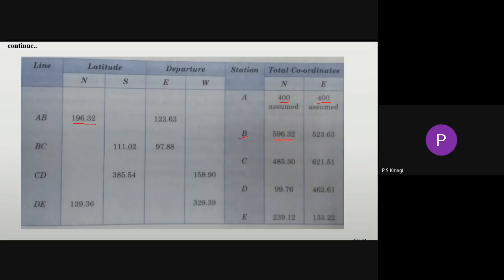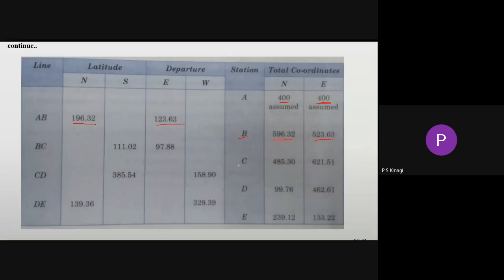Similarly, next the east side. So here 400 is there. Our first departure value is positive, so directly we have to add the 123 to the 400 assumed value. Okay, and we will get 523.